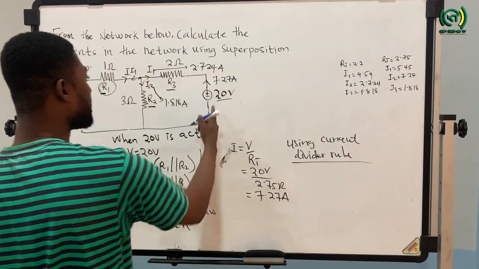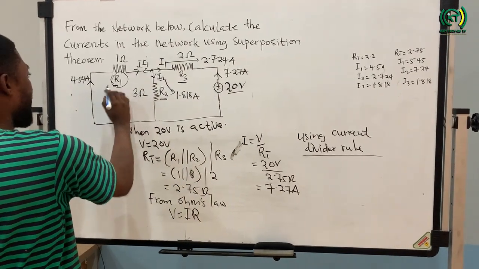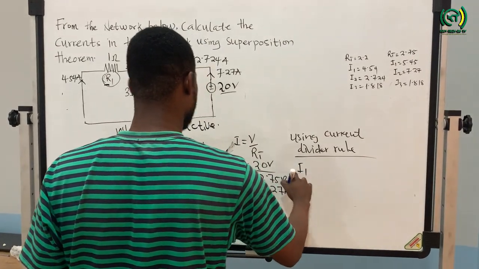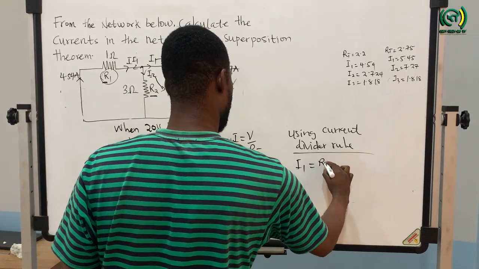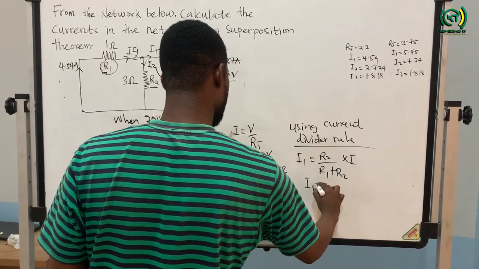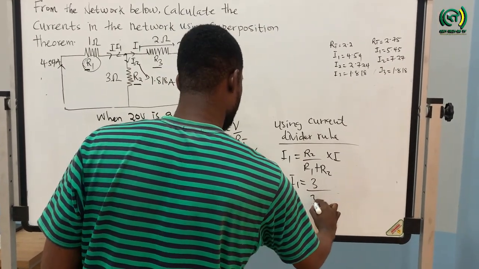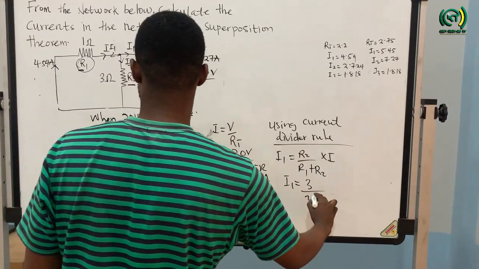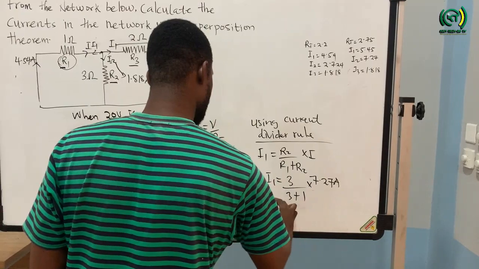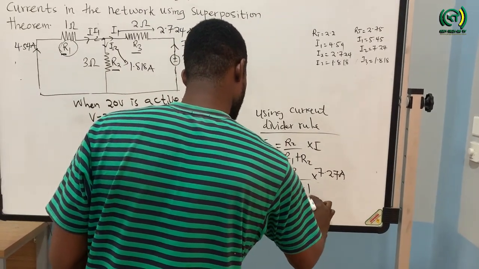So if I know for the 20-volt source, the current is 7.27 amps. If I want to calculate the current flowing through resistor R1 when the source is 20 volts, I1, the current flowing through resistor R1, is equal to R2 over R1 plus R2 times I. Then I1 is going to give me 3 over 3 plus 1 times the source current, which is 7.27 amps. So I1 will be equal to 5.45 amps.